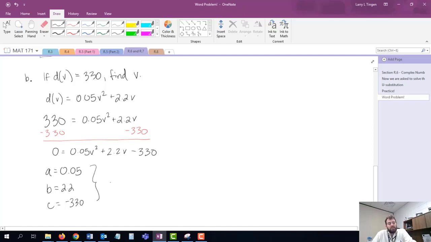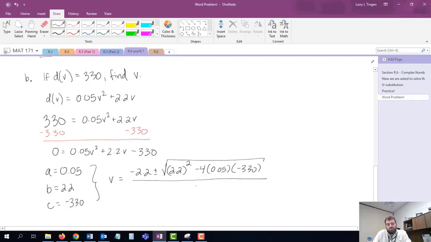Take those and plug them in. So that means v is equal to the opposite of B plus or minus the square root of B squared, which is 2.2 squared, minus 4 times A times C, all divided by 2A.